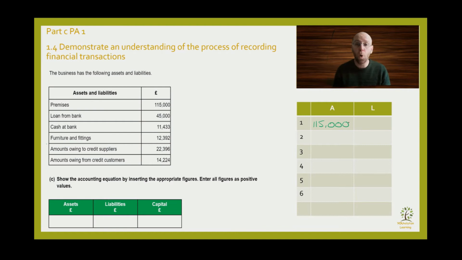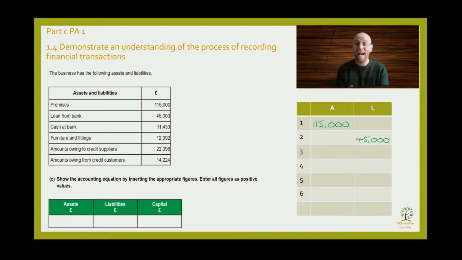The next one is a loan from the bank. So the bank has given this to us as a business, and then we're obviously using that for what we need it for, but we need to pay that back to the bank. So the loan from the bank is going to be a liability because it's something that the business owes back to the bank. So on row number 2, under the liabilities column, I'm just going to put £45,000. That's how much the loan is from the bank.